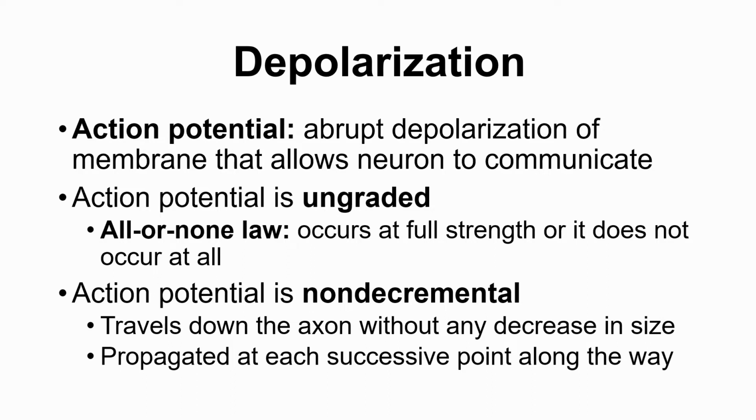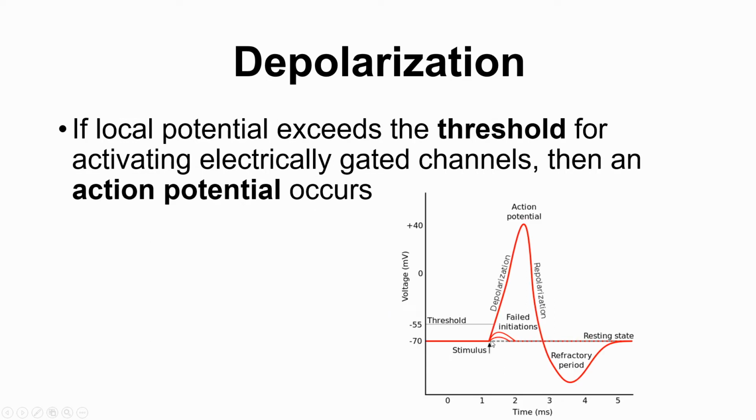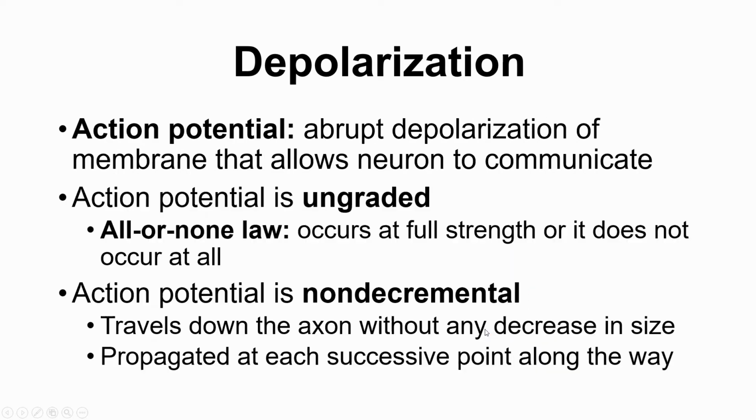An interesting note here is that our local potentials, the ones that sort of either build up or don't, if I actually hop back to the graph that showed them here, these are decremental. So it means that if they occur and they don't trigger an action potential, if they don't hit that threshold, they will just taper off. So they don't travel indefinitely across the cell. They aren't strong enough to propagate down the whole cell. That's why we call them local potentials, because they only work in one localized area.